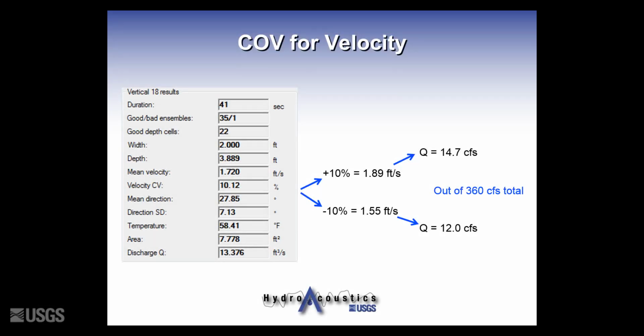For example, here we see a velocity CV of 10.12%, and if we apply this to the mean velocity of 1.72 feet per second, we see a range of velocity from 1.89 feet per second to 1.55 feet per second, which results in a range of discharge for the vertical from 14.7 to 12.0 CFS. You can see that a range of 2.7 CFS out of a total discharge of 360 CFS is not a significant source of potential error.